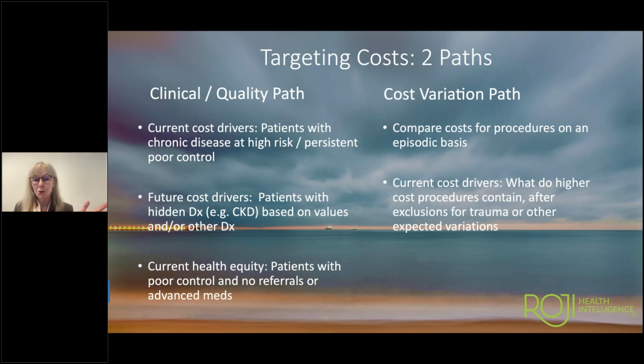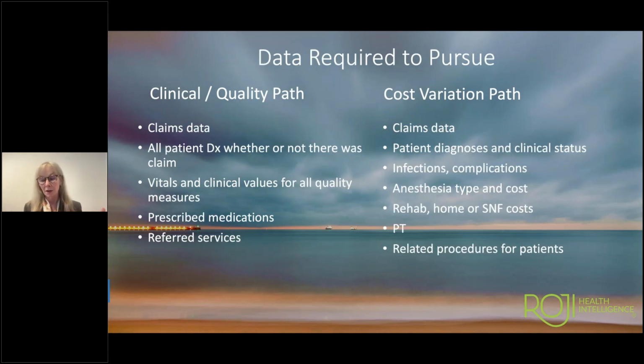So what data is required to pursue these paths? Well, claims data is going to be required because there are a lot of services outside the view of your participating providers in an ACO, and so you need to understand what else is happening to the patients. You won't always have the clinical information on those, as you know. You will also need to have all patient diagnoses, whether or not there was a claim, if you want to pursue the clinical path. You will need vital and clinical values for all quality measures, prescribed medications, and referred services.